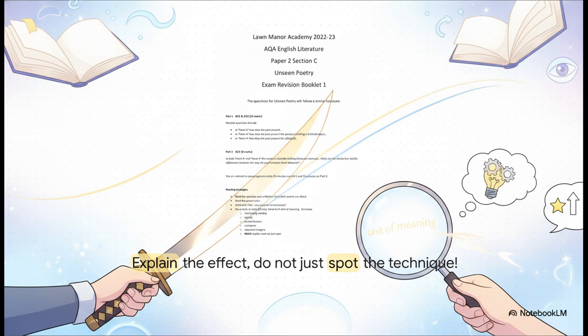Oh, and remember the ultimate golden rule. Explain, do not just spot. Just pointing out a simile gets you a base level mark, but explaining why the poet used that simile and how it impacts the reader, that is what gets you the top grade.